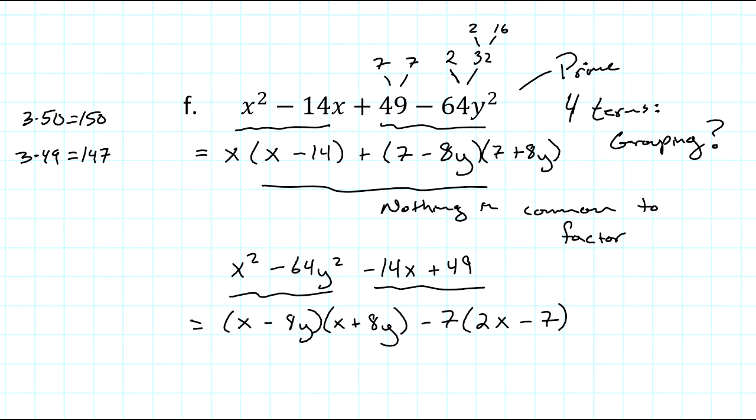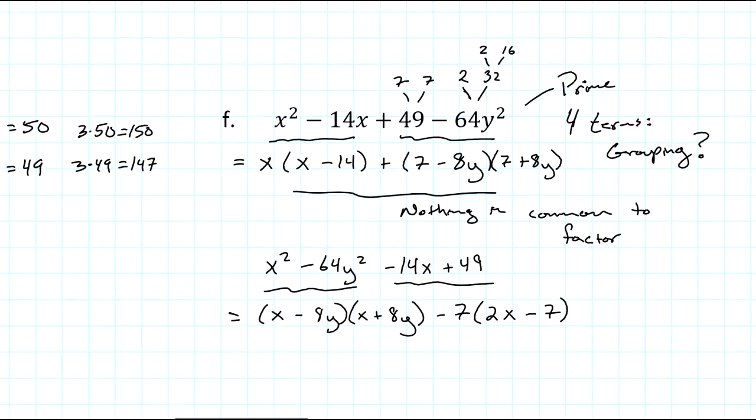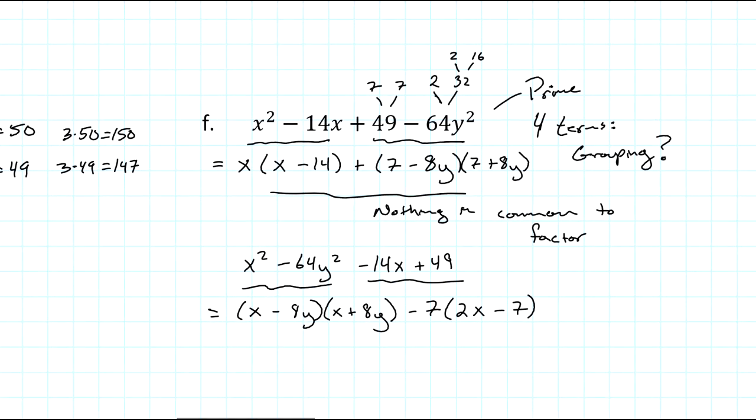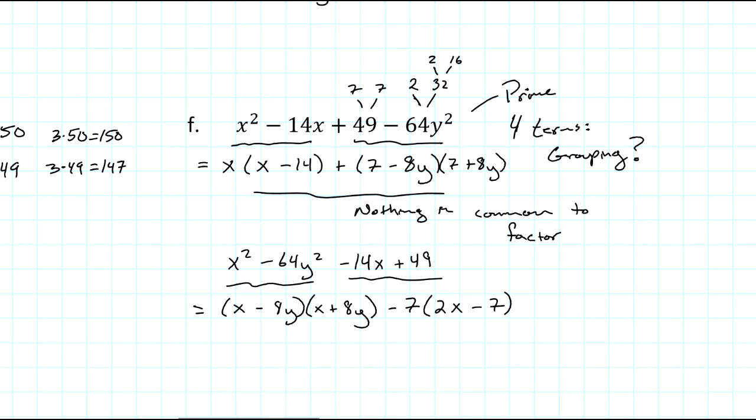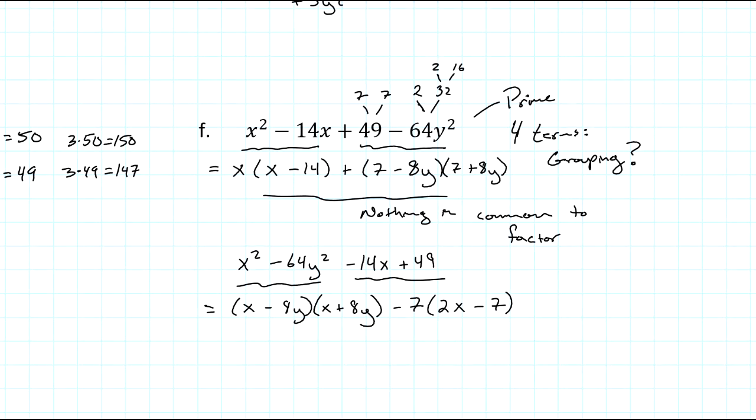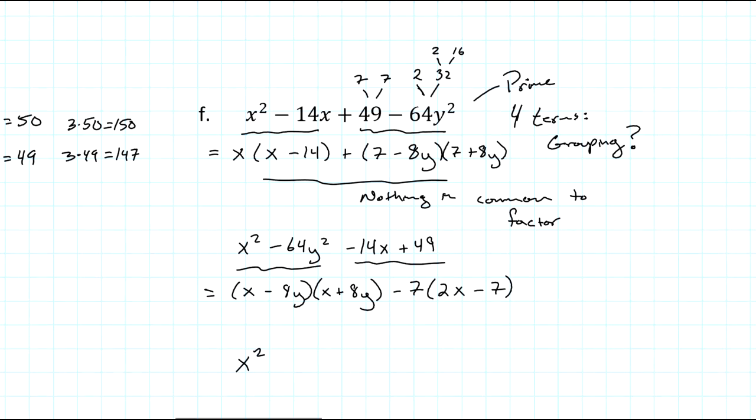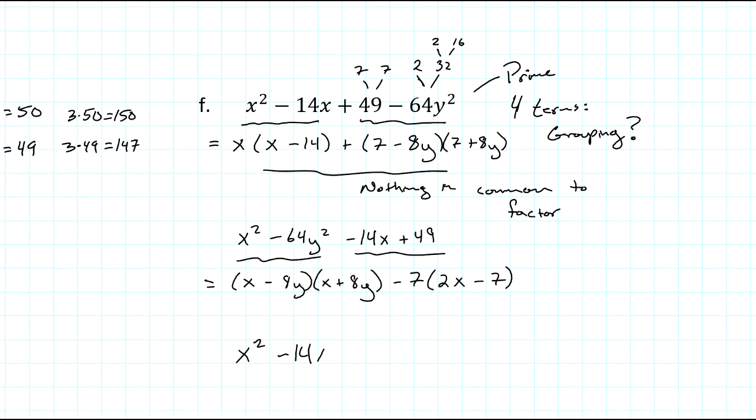So, I mean, maybe I meant for that to have a factorization. I think I just took that out of the book. So either I made a typo and forgot something that would make this work, or this was just a prime polynomial, and that's okay. Some of these are going to be prime where you just can't factor. So we'll just conclude with x squared minus 14x plus 49 minus 64y squared is prime. It does not factor.